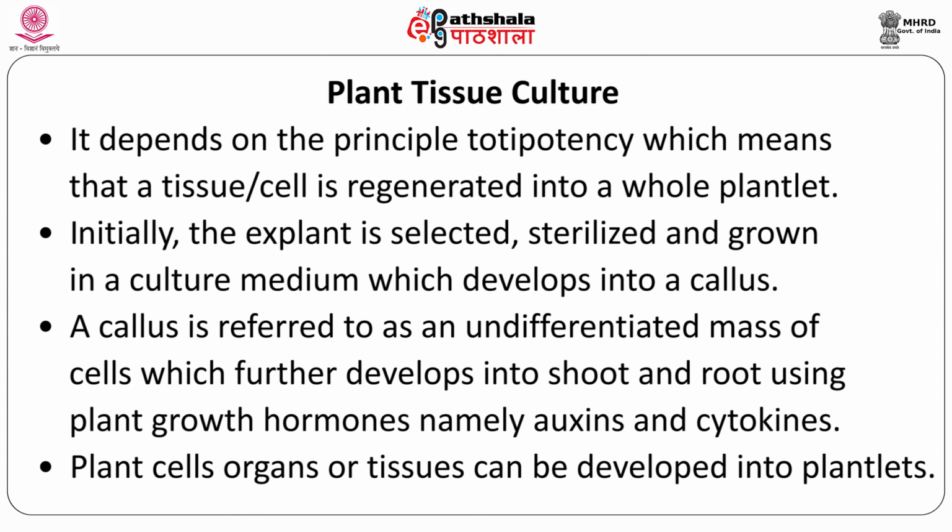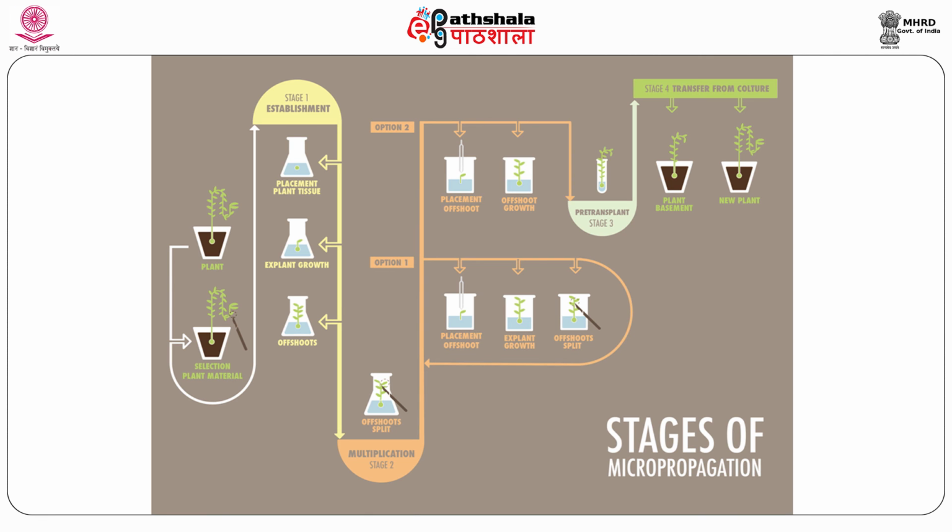What is a callus? A callus is referred to as an undifferentiated mass of cells, which further develops into a shoot system and, of course, a root system by using plant growth hormones, namely auxins and cytokinins. Plant cells, organs or tissues thus can be developed into plantlets. Of course, you will see the techniques of gene transfer later in a lesson.